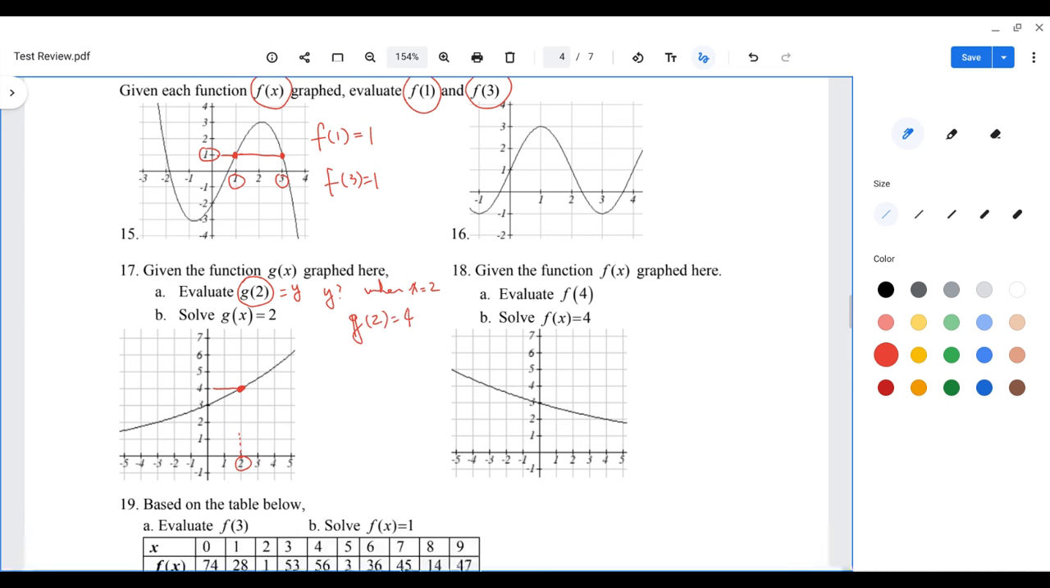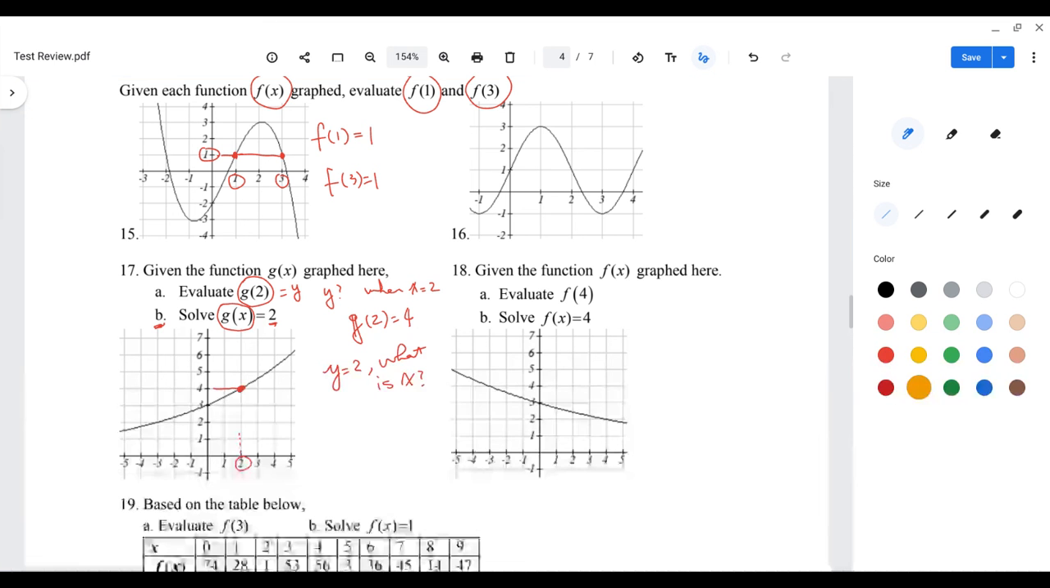It's 4. But for part b, it tells you the y is 2 already. So basically it tells you y is 2, then what is x? What you need to do is find where y is 2. 2 is right here, right? Y is 2. Then go to the function. This is the dot where y is 2 intercepts with the function, and go down. You see the x. So x equals negative 3.